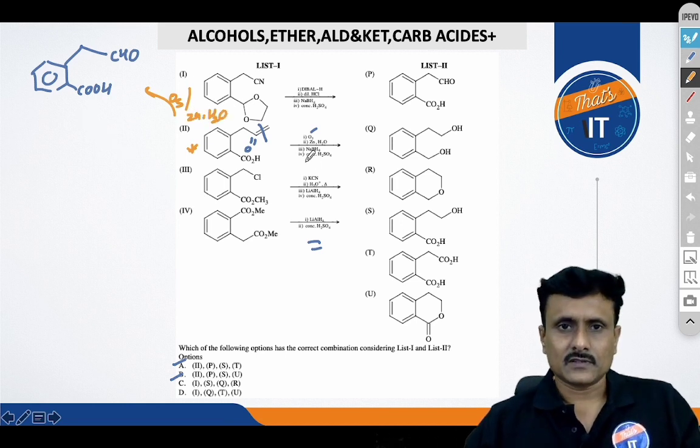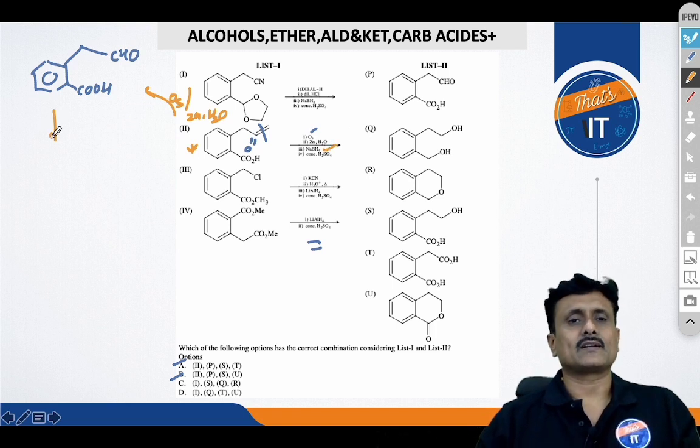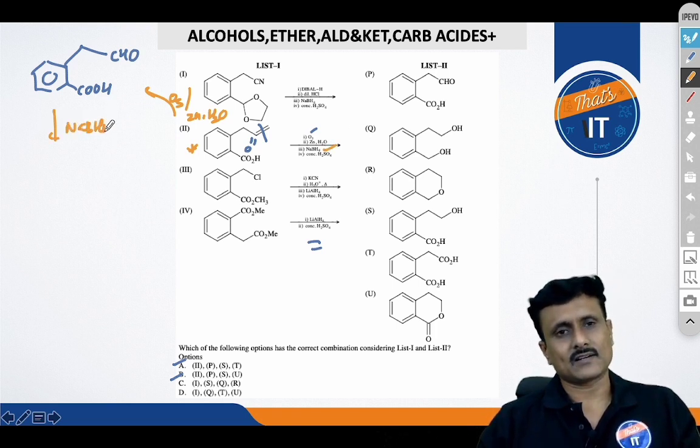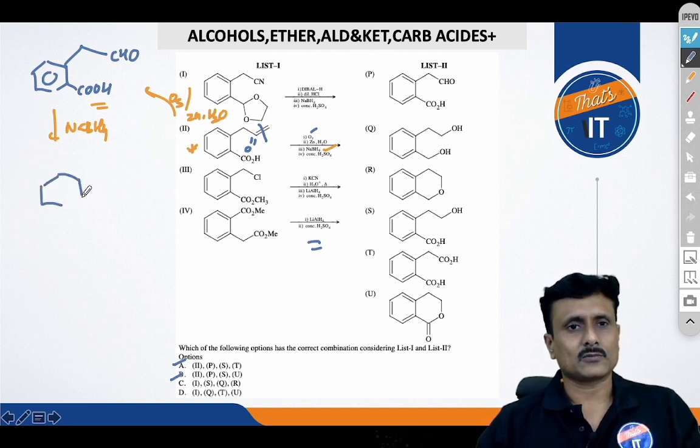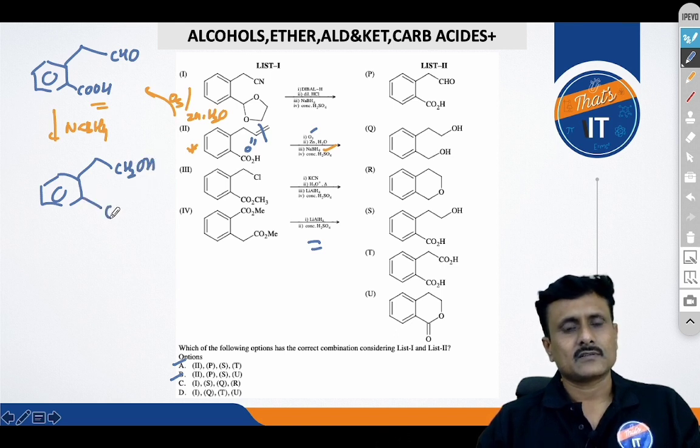Now you see this is being treated with sodium borohydride. You know that sodium borohydride hardly reacts with the carboxylic group. It reacts, however, with the aldehyde group. So what you're going to get? You will be getting CH2OH, COOH. So what will happen in the next step?